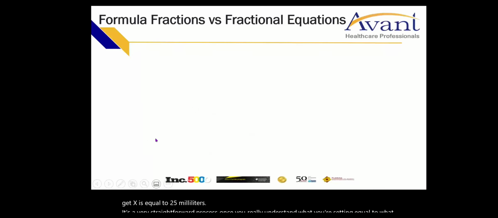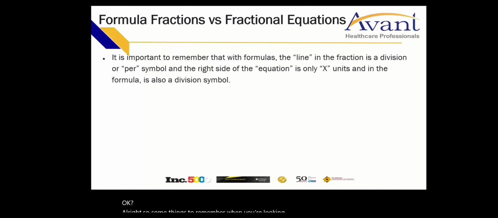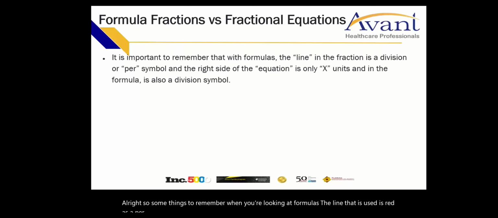Okay. All right, so some things to remember. When you're looking at formulas, the line that is used is read as a per symbol or as a division operator, right? So the right side of an equation in a formula is typically what you're solving for, the answer you want. The x is by itself already. When you're using fractional equations, the x is not by itself already, so you have to get it by itself. That's why that rule of equality matters, okay?